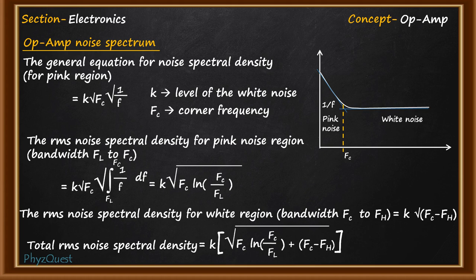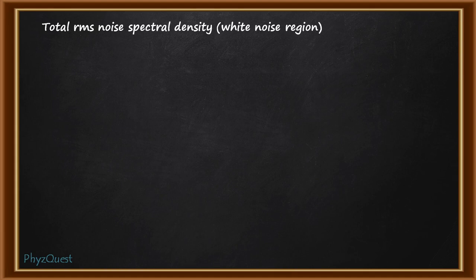Now in the question it is assumed that the noise spectral density is independent of frequency, which means that the question only concerns the white noise region. So that means we can omit this term. So now the total RMS noise in the white noise region will be K square root of FH minus FC. That is actually K into square root of the bandwidth.